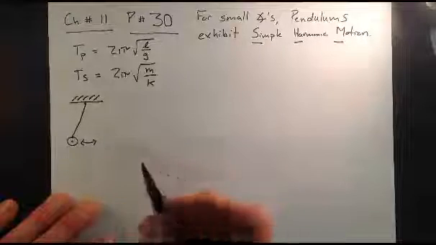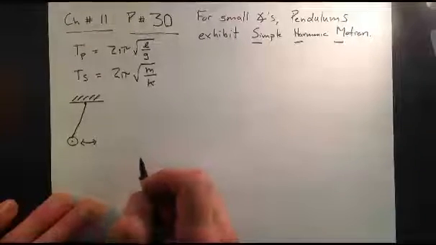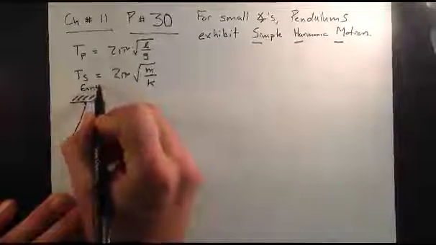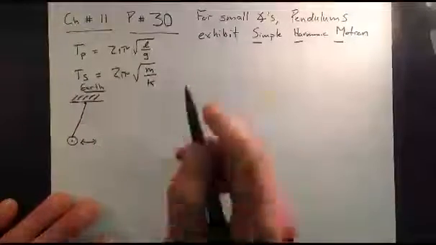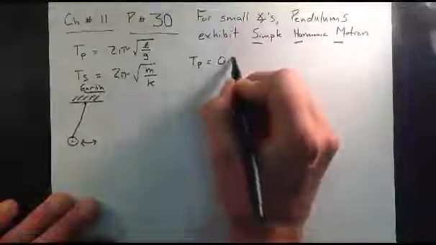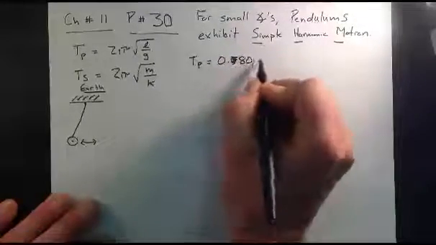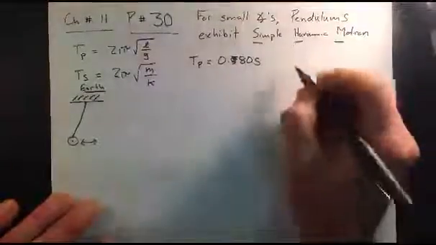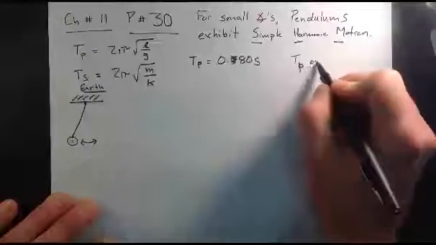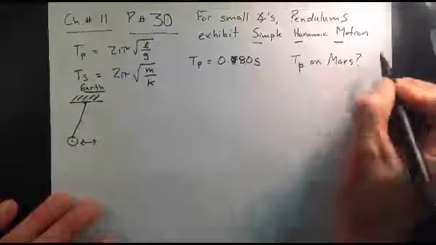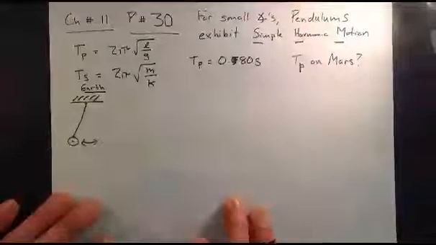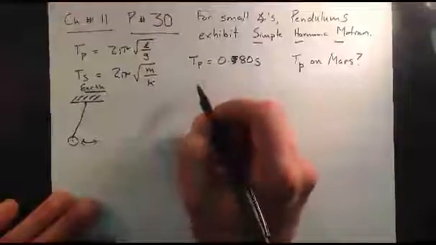All right. So in this problem, it talks about a pendulum that is on the Earth. Right. So let's say this is the Earth. And it states that the period of this pendulum on the Earth is 0.80 seconds, and it wants to know what the period of the same pendulum would be on Mars, right? So we could just send this pendulum up on the Mars Curiosity rover and see how it goes.